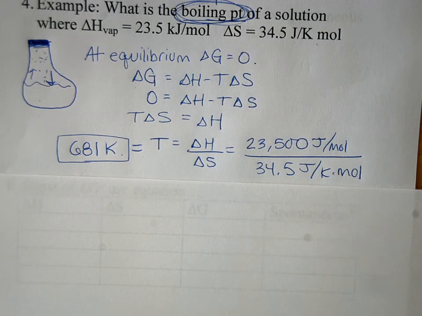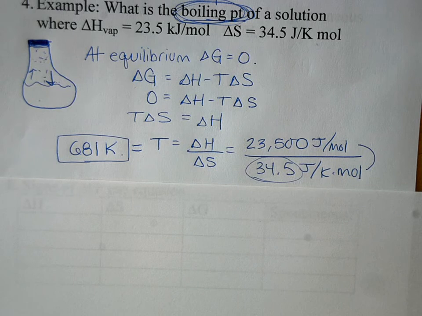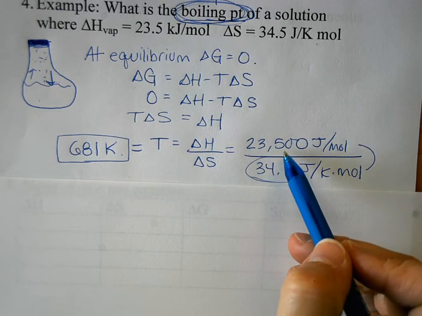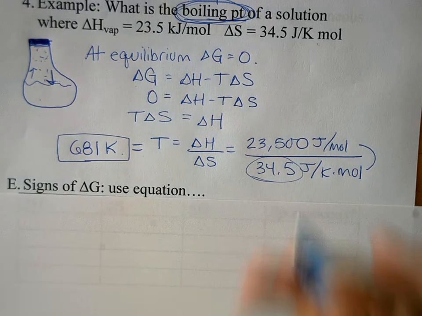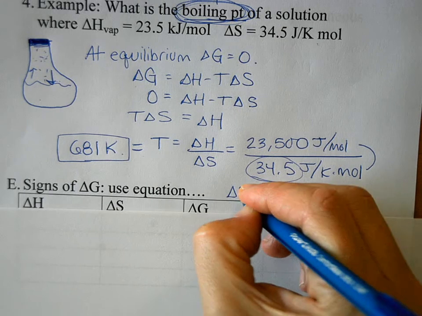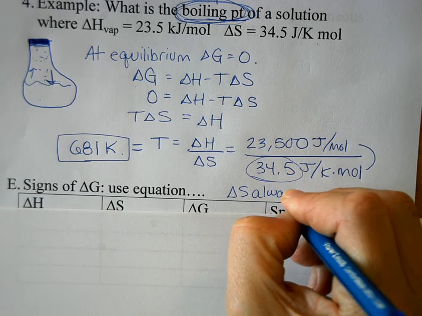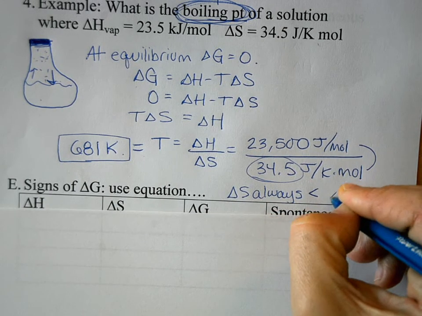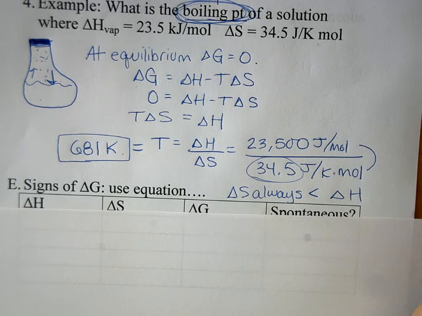Important thing you should also know is that delta S, this is my delta S 34.5, it's way smaller than delta H. Okay, delta S is always smaller. Delta S is always less than delta H. All right, now, that's mathematically easy to use that equation. Any questions on that example?